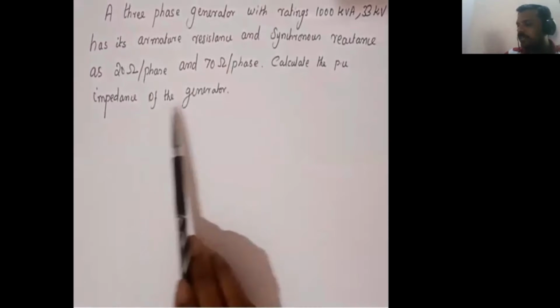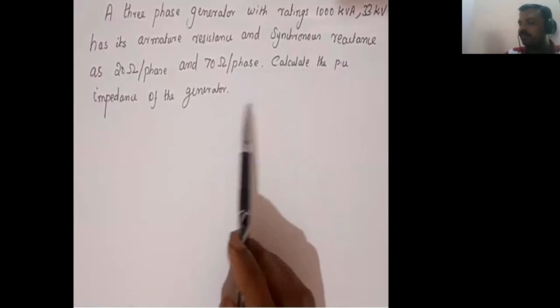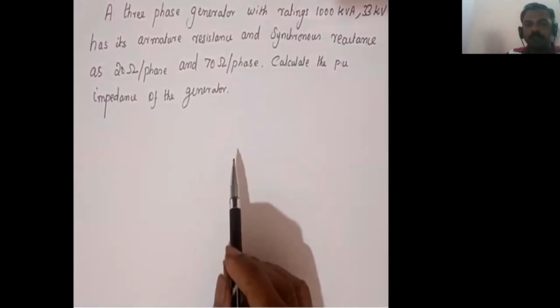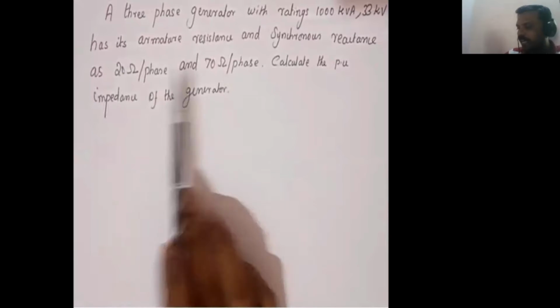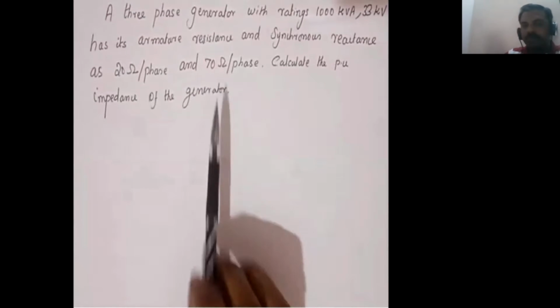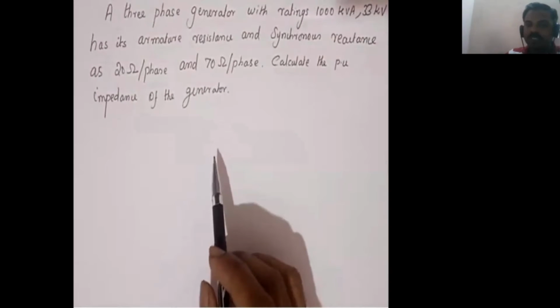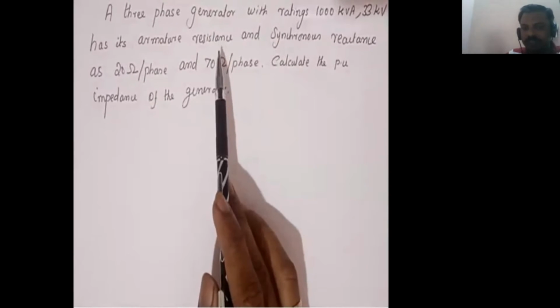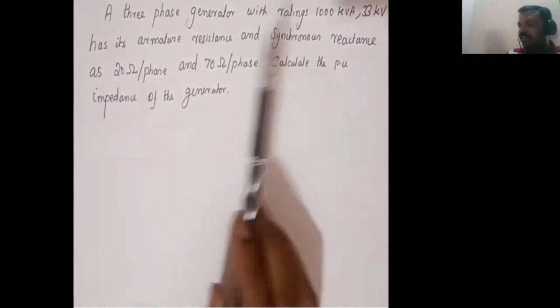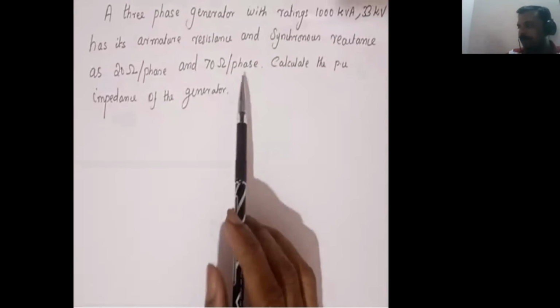Calculate per unit impedance. You know the per unit impedance formula. Per unit impedance equals actual impedance divided by base impedance. Actual impedances are directly given, but you must calculate the base impedance. Before calculating the base impedance, you want to choose base kilovolt and base megavolt ampere. Here there is only one component, so there is no confusion. The component rating is chosen as the base value.